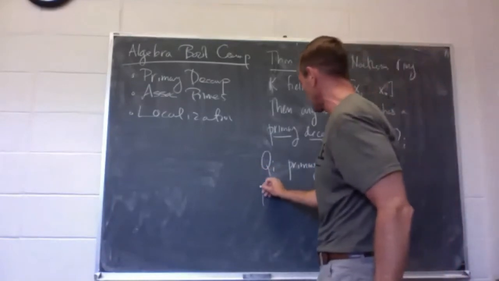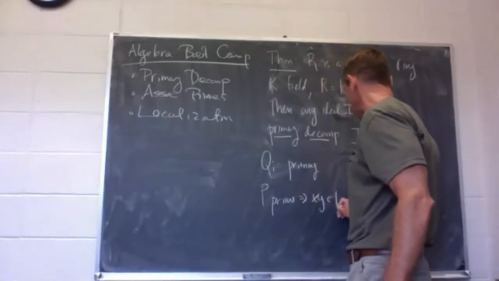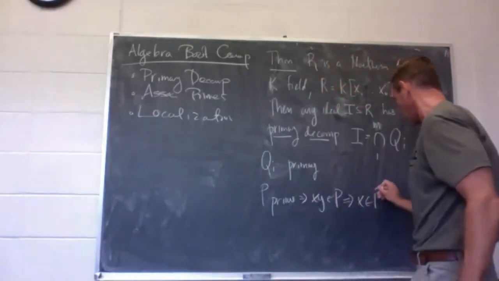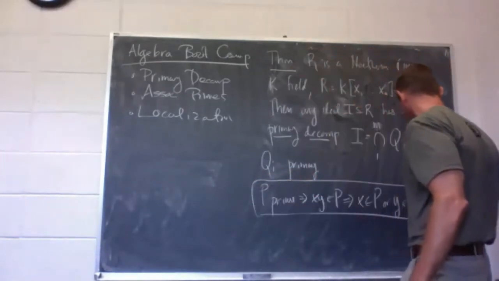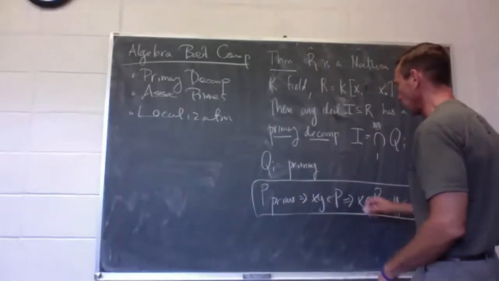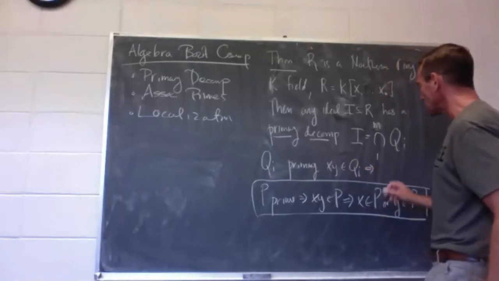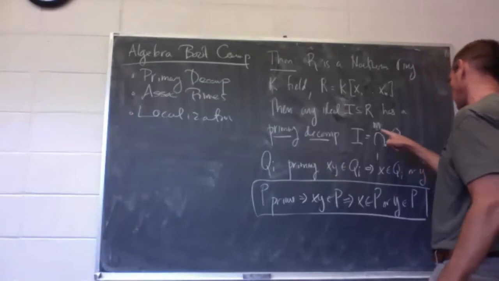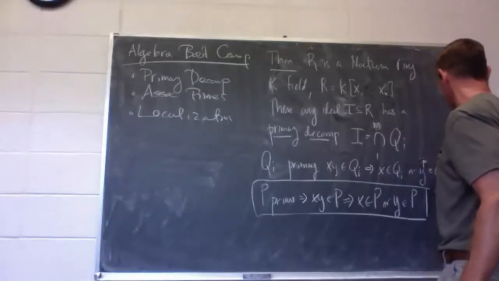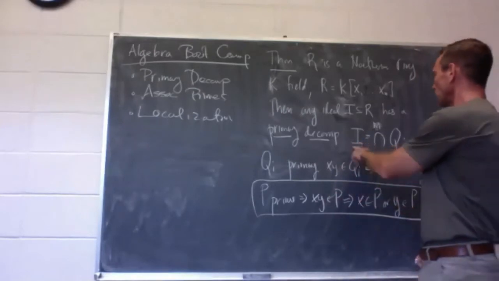A prime ideal, of course, if P is a prime ideal, this means that if xy is in P, then either x is in P or y is in P, right? So that's a prime ideal. We all remember that from our basic algebra. So primary means that if xy is in Qi, there's an asymmetry. Either x is in Qi, or y to the p is in Qi for some p.